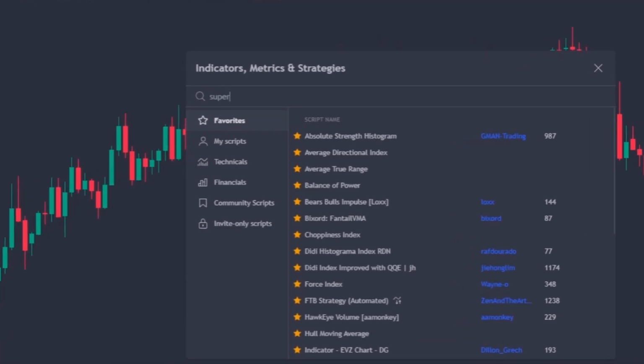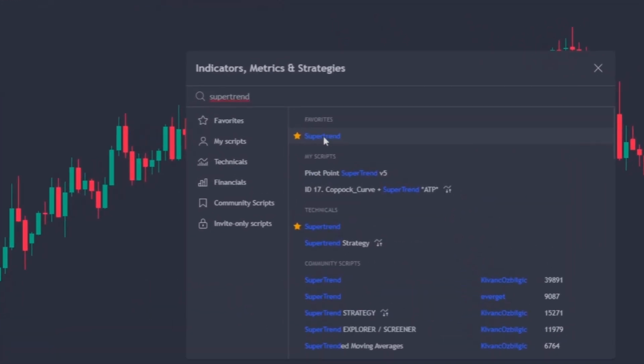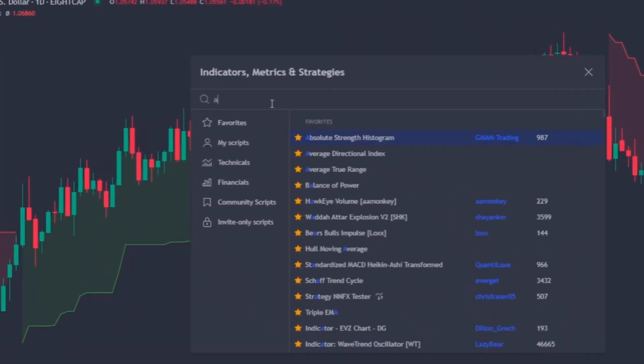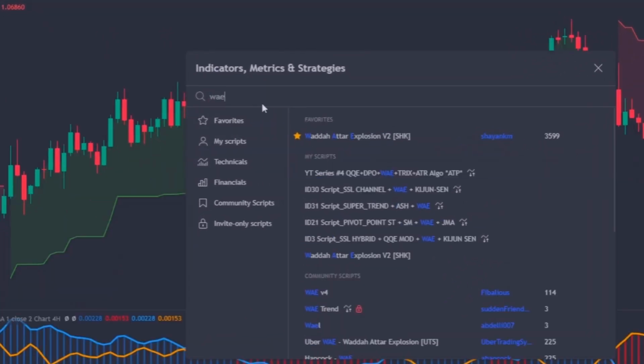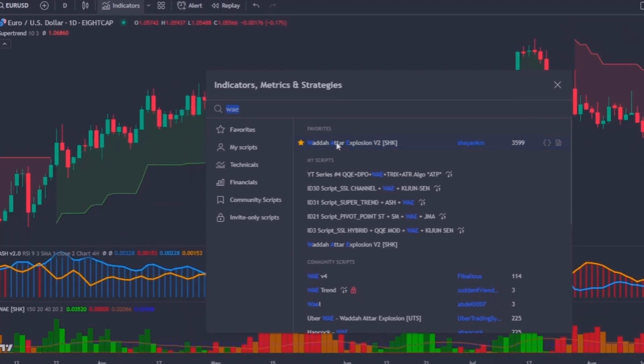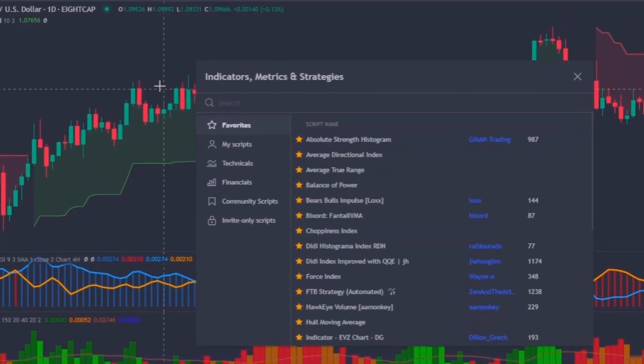We're hunting for 3 key indicators: the Super Trend, our trend indicator; the Absolute Strength histogram, our momentum indicator; and the WAE (Waddah Attar) Explosion, our volume indicator. Regarding the volatility indicator, we will talk about it later on.